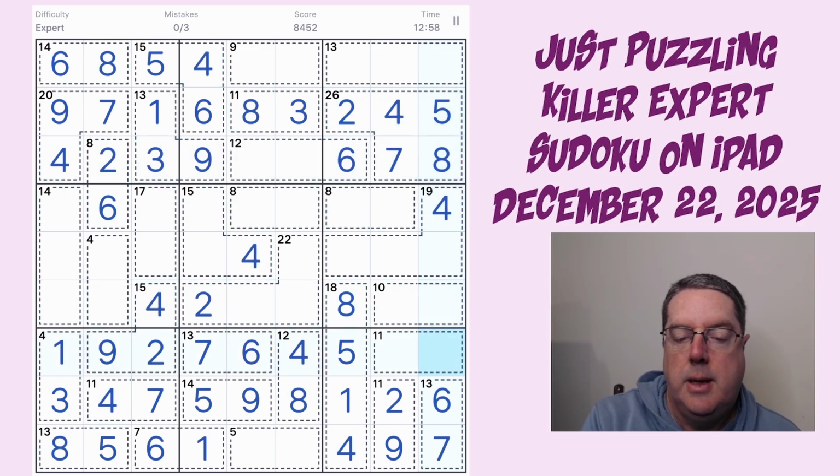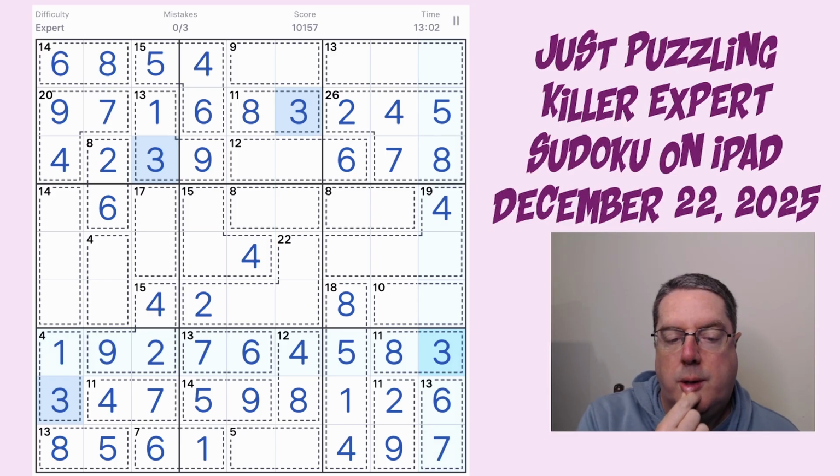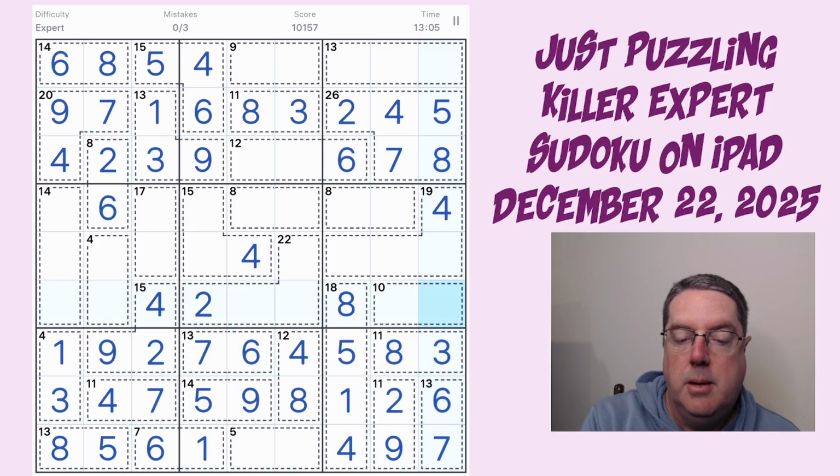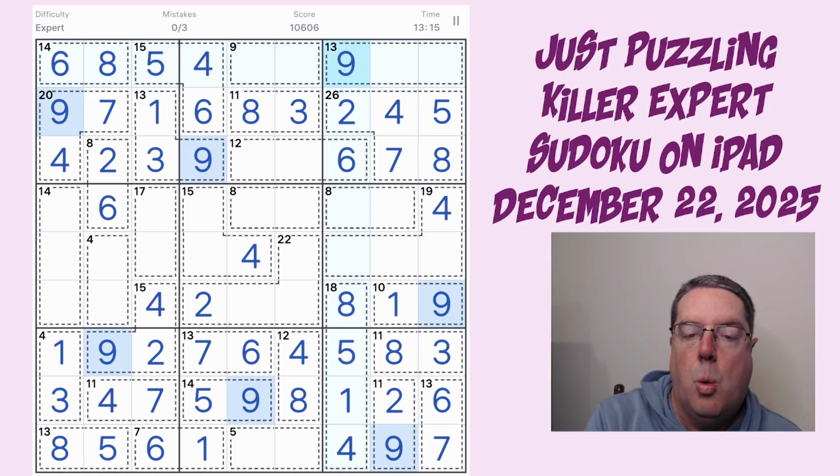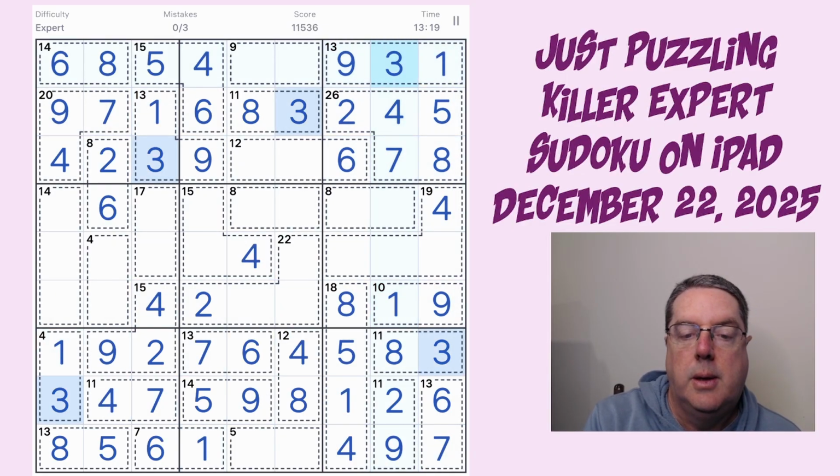8 comes down here. So that's an 8 there, leaving this to be a 3. So 3 7's out of here, 2 8's out of here, 4 6. So this is 9 1. 9 can't be there, so that's a 9, leaving this to be a 1. 9 comes up here, so that's a 9 there. 1 comes up here, so that's a 1, leaving this to be a 3.